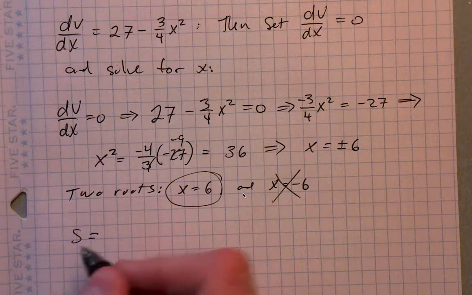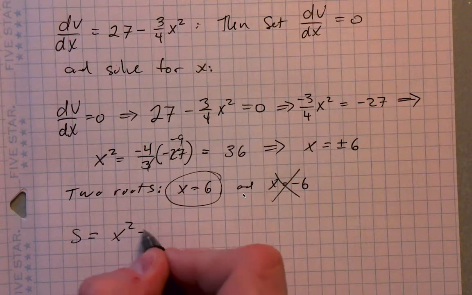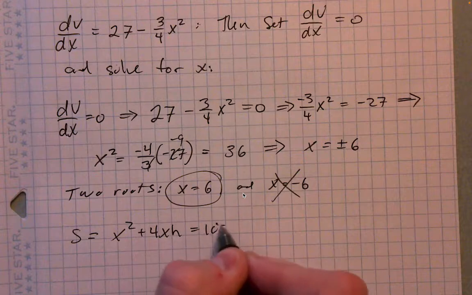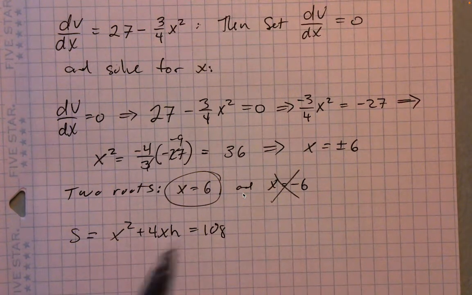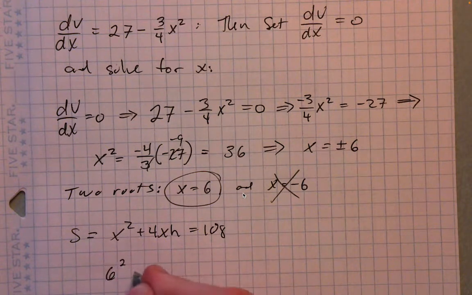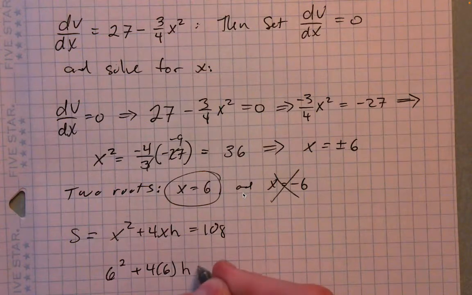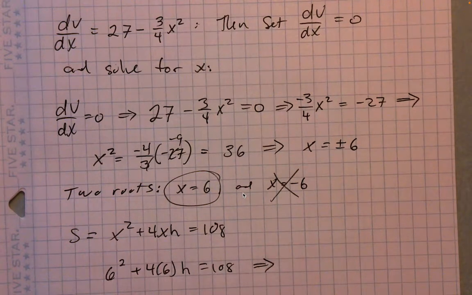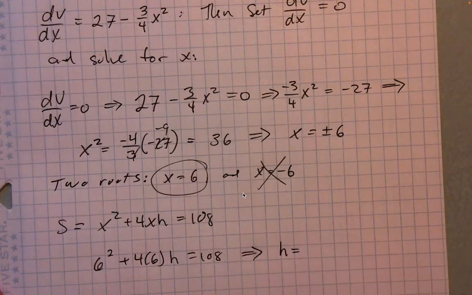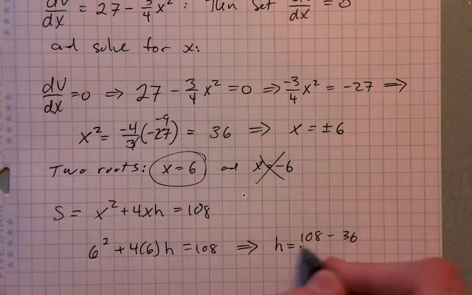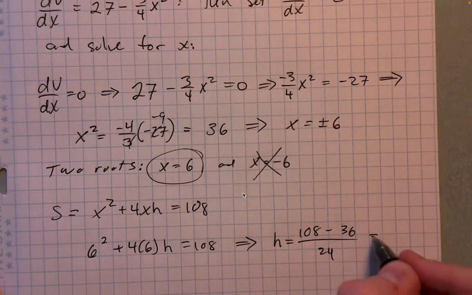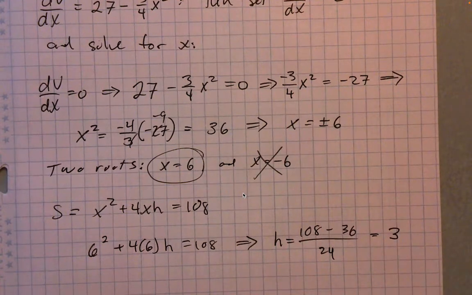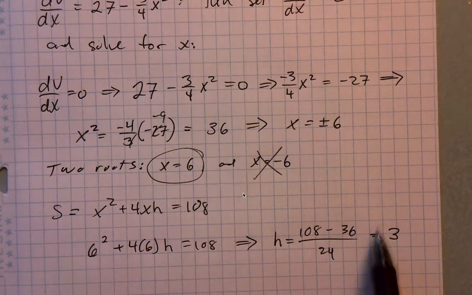So s equals, what was it, x squared plus 4xh equals 108. That's what we had, right? And so if we plug in 6 for x, we can solve for h, can't we? So 6 squared plus 4 times 6 times h equals 108. We can do that arithmetic quick, and we can see that h would be equal to 108 minus 36 divided by 24, which is 3. Okay, so there we go. So that is the height of the box.